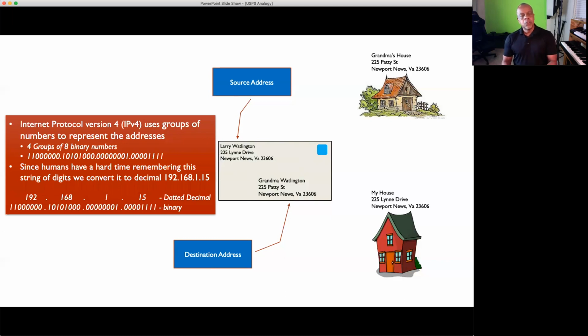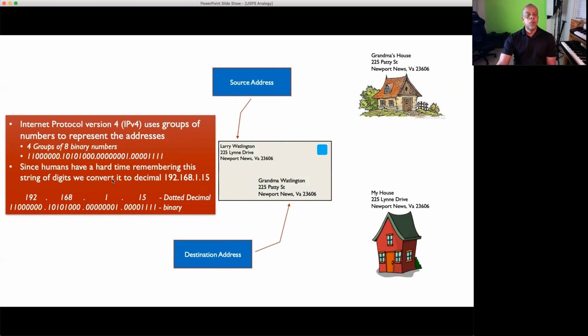And so it uses groups of numbers, binary numbers, 4 groups of 8 binary numbers to represent an address, an IP address. So if I look at this number right here, all these ones and zeros, that long string of ones and zeros, wow, pretty hard for humans to read that. What if you had to tell somebody what the IP address is? And you had to tell them 11000101011000 and on. They'd be like, whoa, too much information.